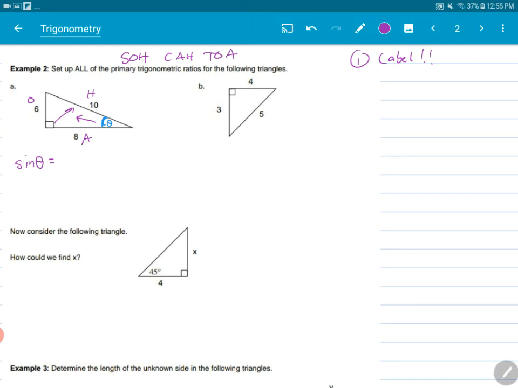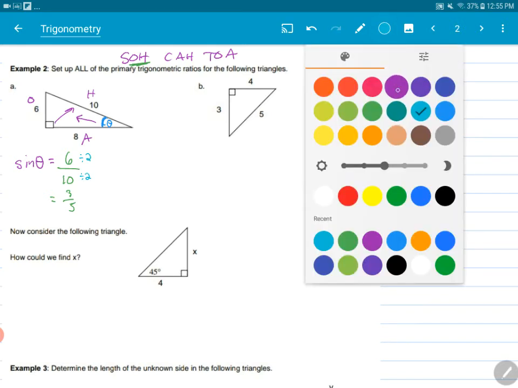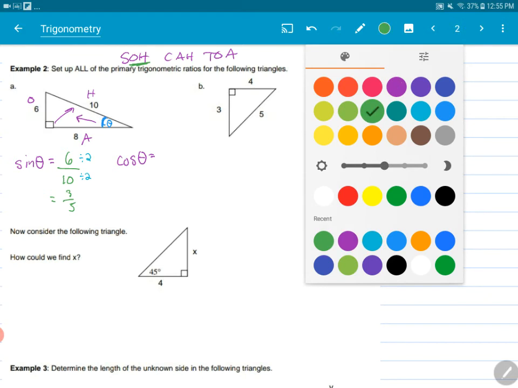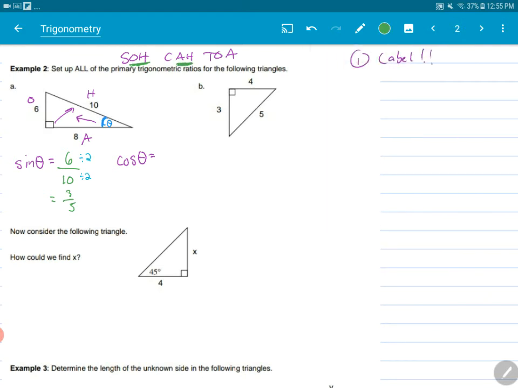SOHCAHTOA. So S is opposite over hypotenuse. So our opposite is 6 over our hypotenuse, which is 10. And we can even reduce that because we like to reduce, and say that it's 3 over 5. If you forget how to reduce, remember we can divide the top and bottom by the same thing. Divided by 2, divided by 2. Okay, now let's do cosine. So cos theta is equal to, well, let's take a look, A over H. It's from the CA of SOHCAHTOA. Our A is 8, and our H is 10, and we can reduce that to 4 over 5.